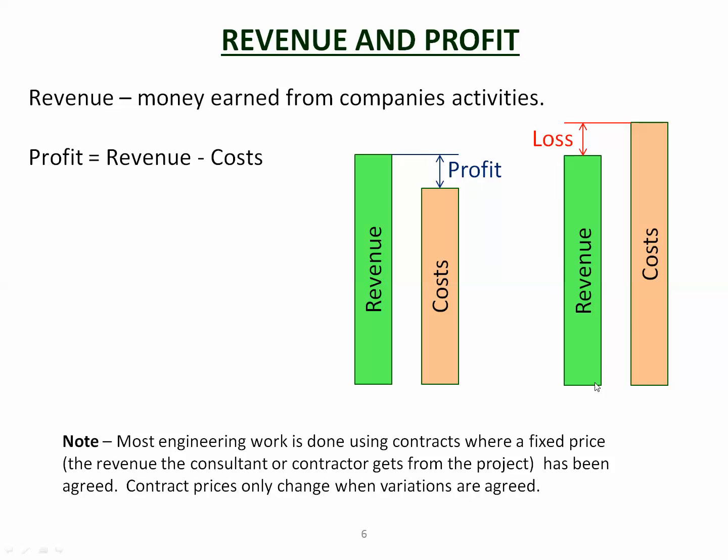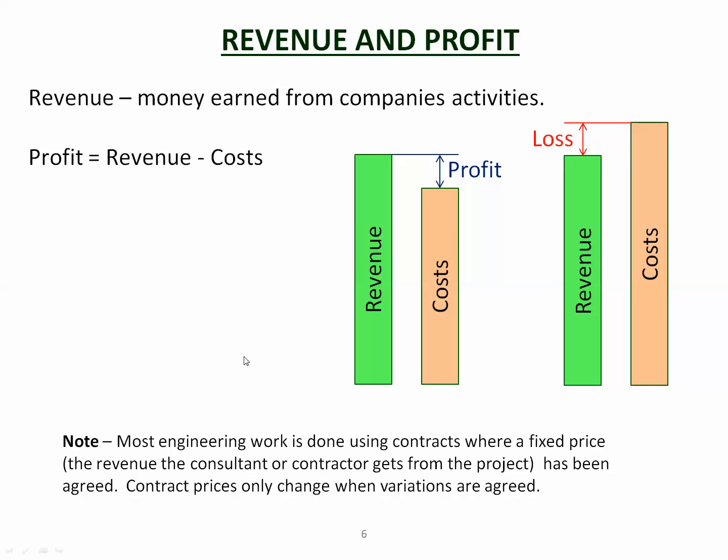Now if your costs are actually more than your revenue, then that profit is not a profit, it is a loss, and you don't want to do that because your company is paying money to do the job. Notice that the revenue is much the same here. Most engineering work is done using contracts where a fixed price has been agreed. Now that fixed price, the contract price, is the revenue that you'd expect to make from that project. It is the amount of money the client is going to pay you to do that particular job.